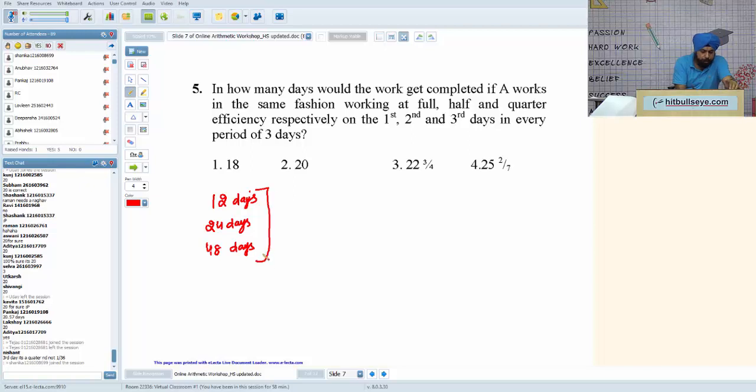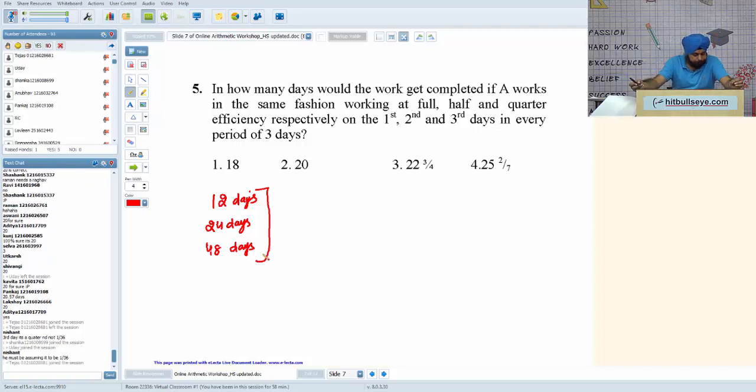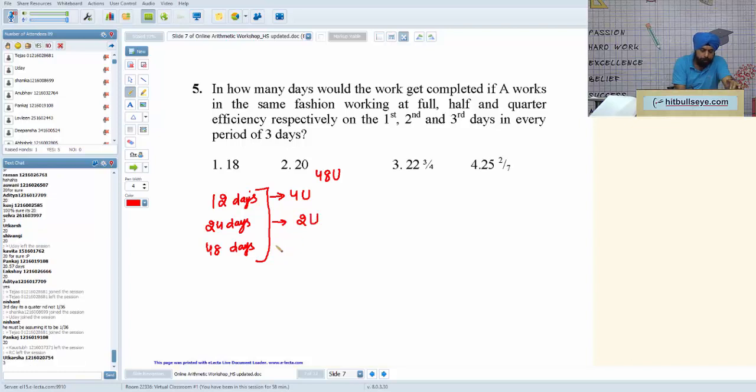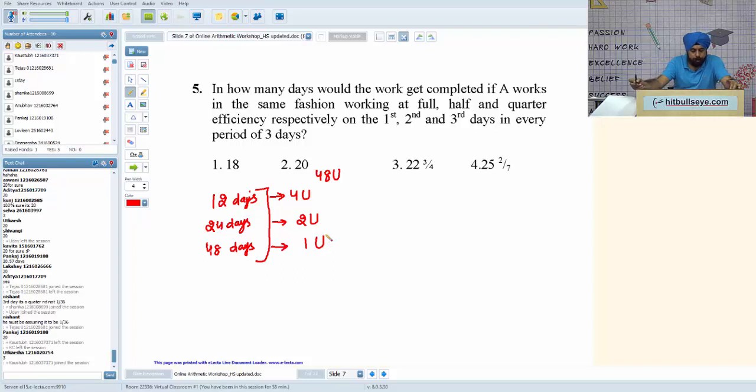Now let's take the work to be some number of units, which is a multiple of 12, 24 and 48. So let's take the work to be 48 units students. So that implies when he works at full efficiency he does 4 units a day, at half efficiency he does 2 units a day, and at 1/4 efficiency he does 1 unit a day. So students, he does 4 plus 2 plus 1, that is 7 units in how many days? 3 days.